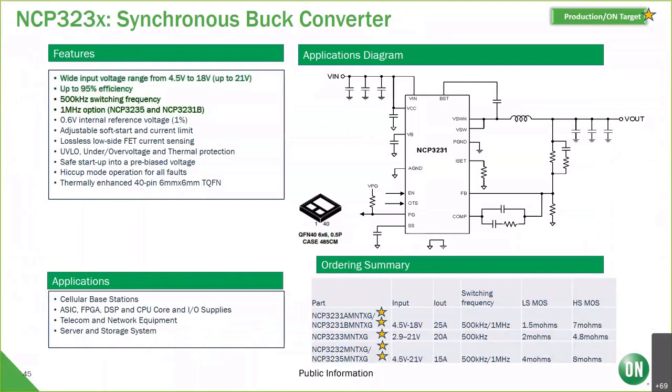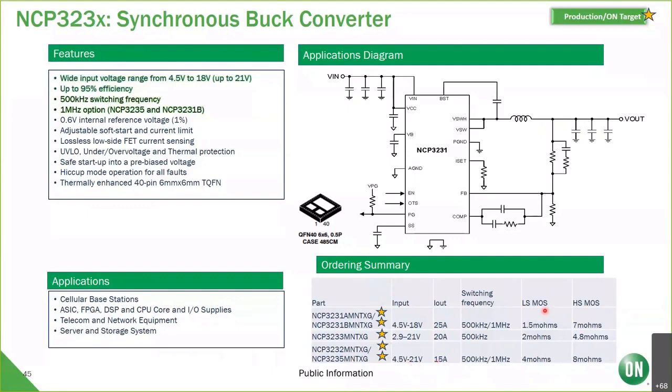So one of our workhorses is the NCP323 series. We've got the 31, the 33, the 32, and the 35 over here on the right, on the bottom, all of which are on target in production. They have various inputs, either 4.5 to 18. The 33 has a wider input, 2.9 to 21 volts. That's a 20 amp device. The 31s are a 25 amp device. And for 15 amps, we've got the 32 and the 35 with a 4.5 to 21 volt input.